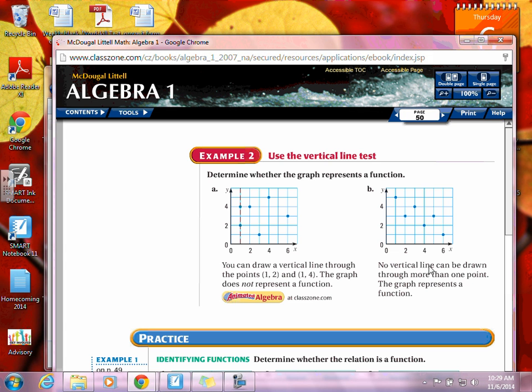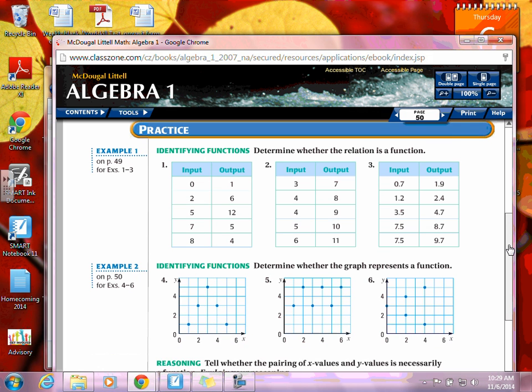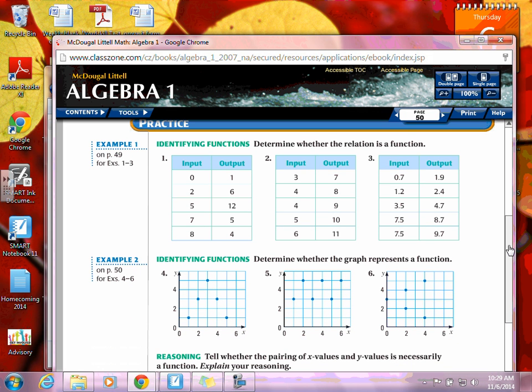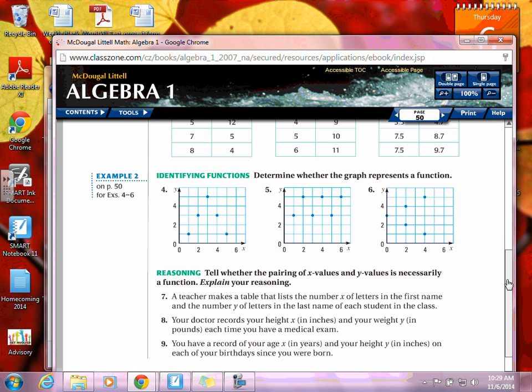Okay, so your assignment is going to be on this next page, on page 50. 1, 2, and 3. Tell me if it's a relation or not, or a function or not. 4, 5, and 6. Tell me if it's a function or not. So it's vertical line test. And then 7, 8, and 9. We'll talk about that in a little bit.